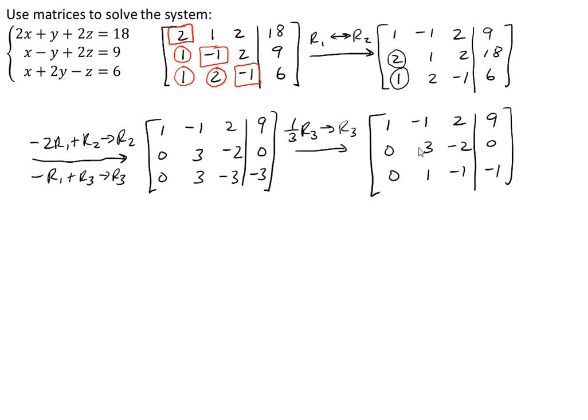Since our next goal is to have a 1 here where this 3 is and a 0 below it, I see that I can accomplish getting the 1 in that spot by switching row 2 and row 3. So we'll go ahead and switch those two rows.